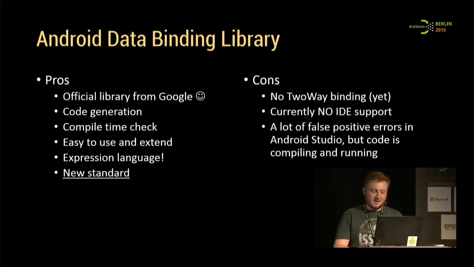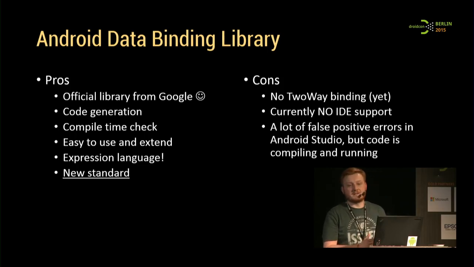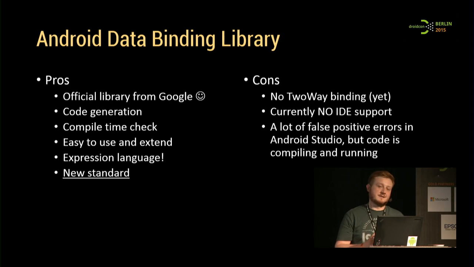So pros and cons. Pros, of course, is official library from Google. Yeah, we like it. It uses code generation, cool. It has compile time check, so when we will change something in our code and forget about changing something in, for example, our view, it will inform us during compilation about our error. It's really easy to use and extend. The really great feature is this expression language. And I think, maybe not now, but in the next few months, it will become the new standard in Android development.